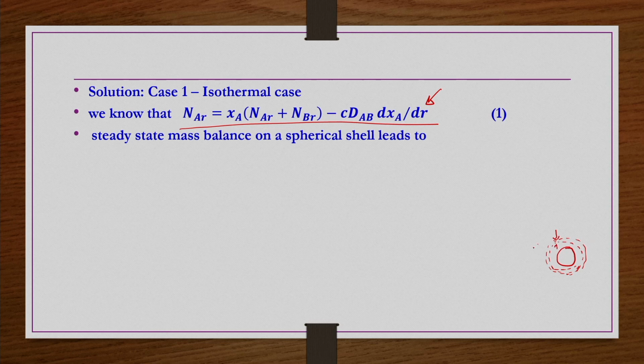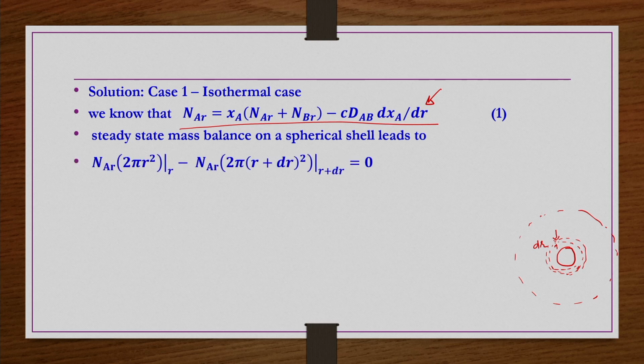So, the thickness of the shell is dr, and this gas film, that is R2, is anyway there. So, between R1 and R2 we are taking a spherical thin film of thickness dr, and for that we are making the balance. When we do that, the mass rate at R is NAR multiplied by 2 pi R square, and the mass rate at R plus dr is NAR 2 pi (R plus dr) whole square, and the difference should equal 0 because there is no reaction involved in this case.